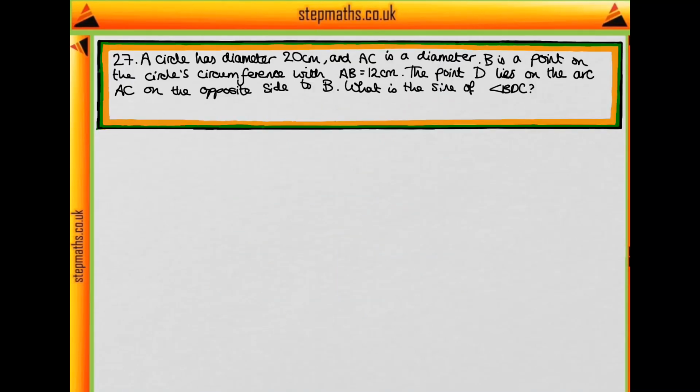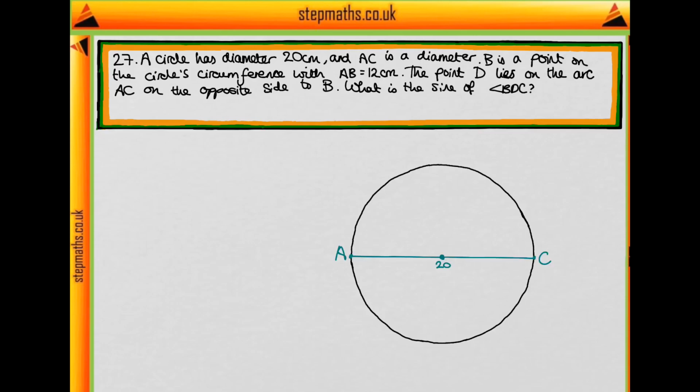So in this question we have a circle. It has diameter 20 centimetres and AC as a diameter. And we have a point B which is on the circumference of the circle, and we know that the length AB is 12 centimetres. So here's B.